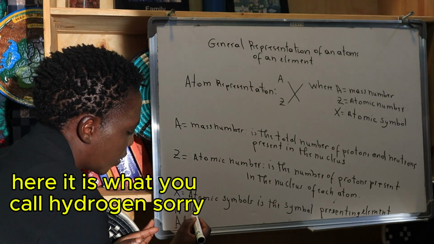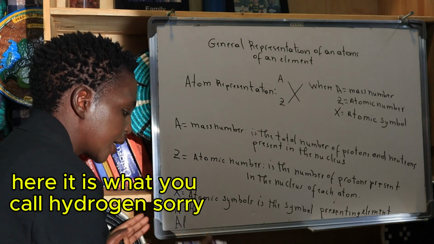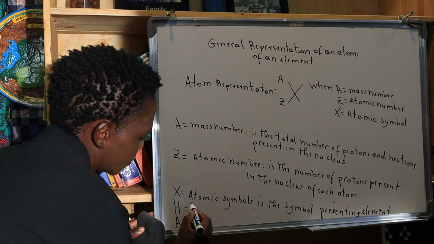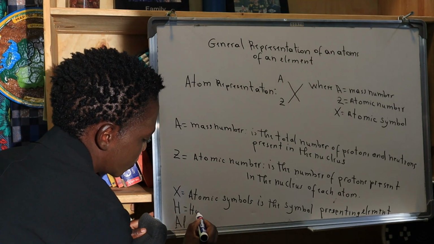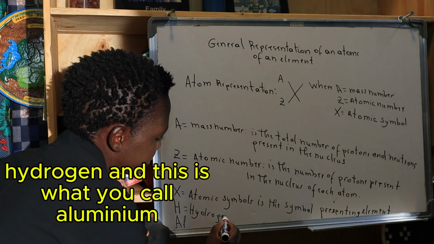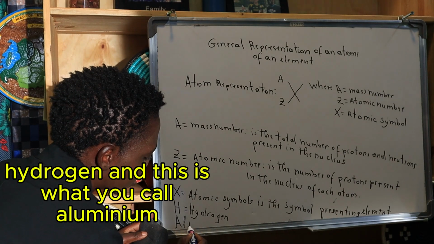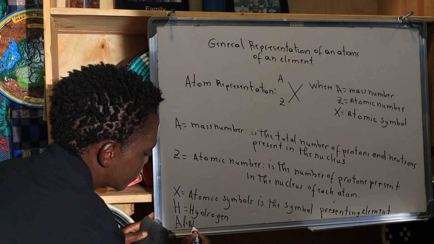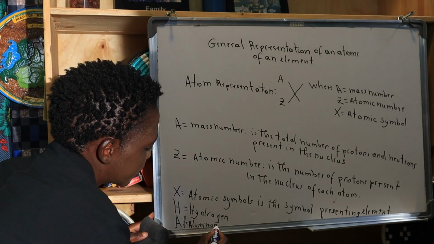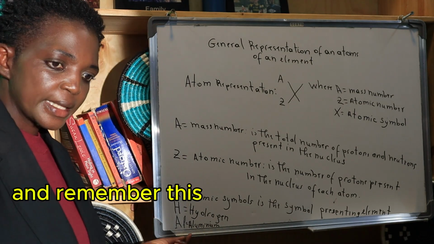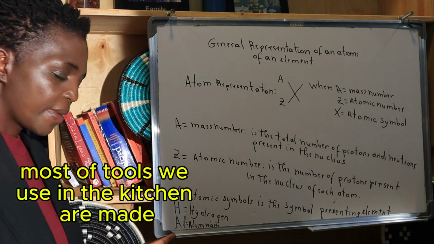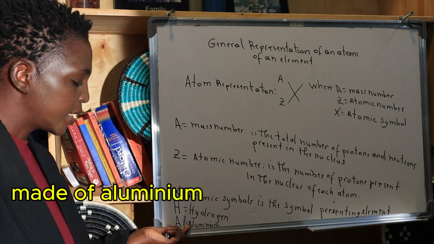Here it is hydrogen, and this is aluminium. And remember this, most of the tools we use in the kitchen are made of aluminium.